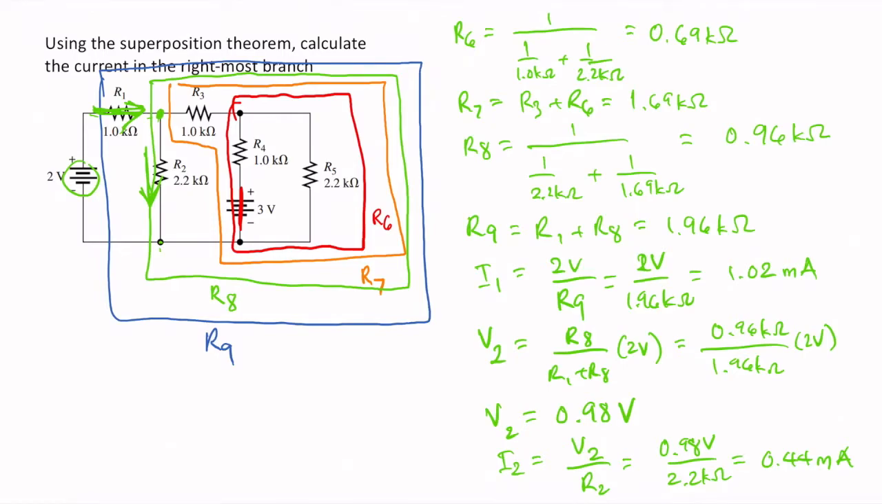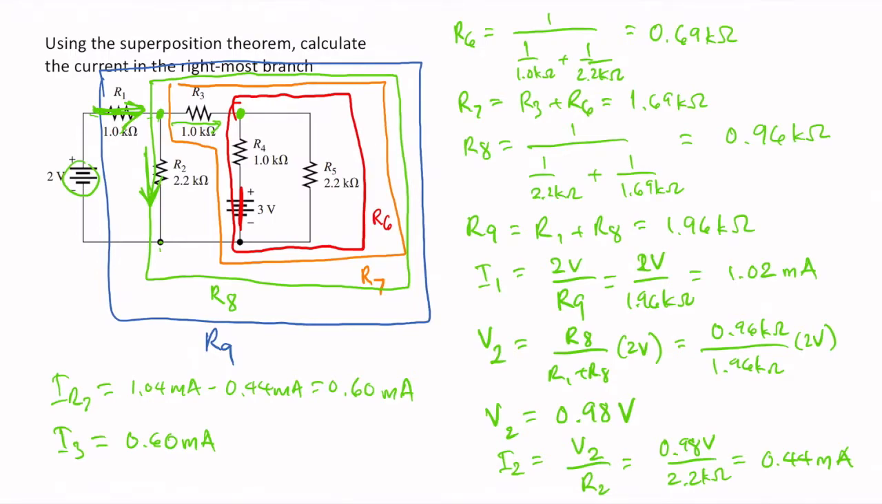So the current through R7 is 1.04 milliamperes minus 0.44 milliamperes. So that's 0.60 milliamperes. Okay, and that's also the current going through R3 just before it's separated across that junction. So that means that the current I3 is 0.60 milliamperes. Okay, so what about the current through R4 and the current through R5, which ultimately we want to solve?